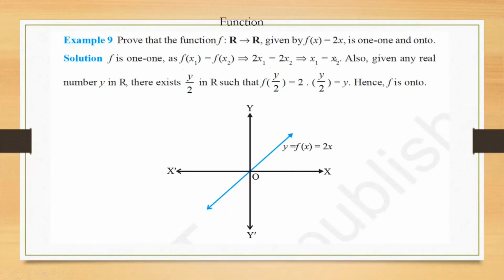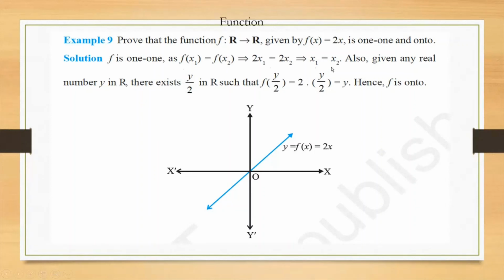And how do we prove it is onto? Onto means if we take any point small y in capital Y, then there exists a small x in capital X such that f of x equal to y. So given any real number y in R, then there exists y by 2. If 10 is a real number, then 10 by 2 is a real number. If 100 is a real number, then 100 by 2 is a real number. Then if you take a y in R, there exists y by 2 in R, such that what is f of y by 2?